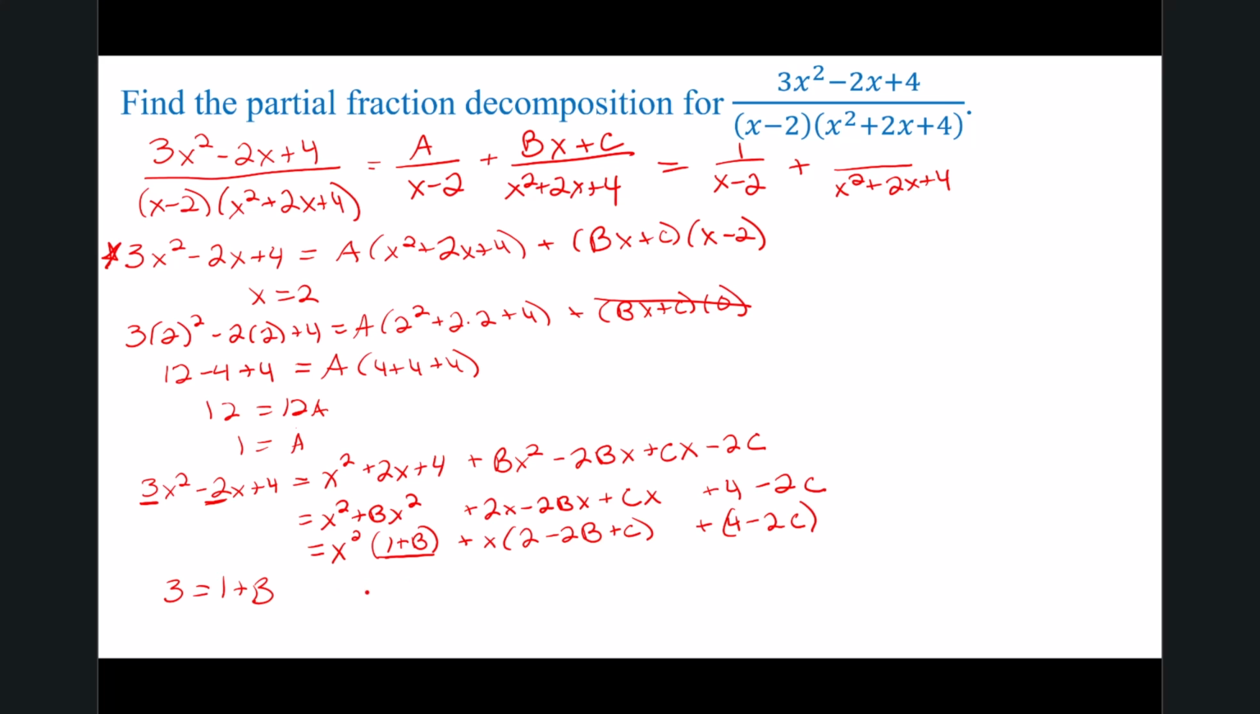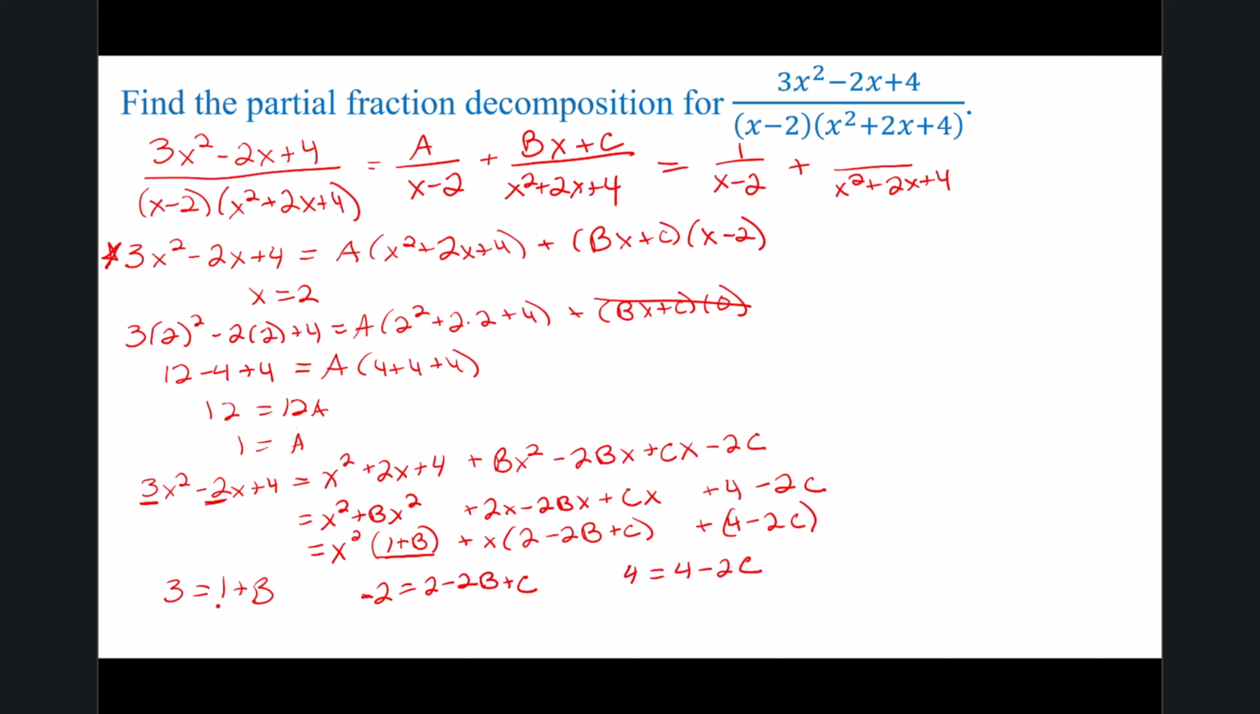Then on the left side, I have negative 2x. And on the right side, with the x, I have 2 minus 2b plus c. Then on the left side, my constant is 4. On the right side, the constant is 4 minus 2c. So I've equated the like terms. And then I have this system of equations with these three equations. This one's not too difficult to solve.